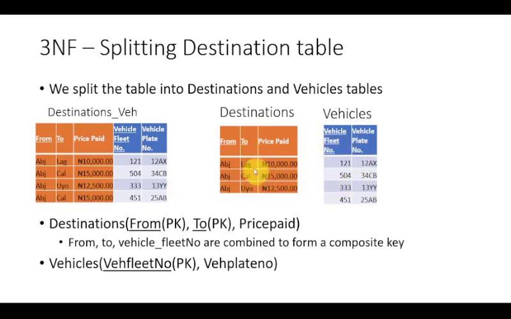So if we combine these two, we have a many-to-many relationship here, and most times we try to avoid many-to-many complications. That's one of the rules in database development. So we have this destination table where from and to are the primary key of this table, and this is the primary key of this table. So from and to are combined to form a composite key.